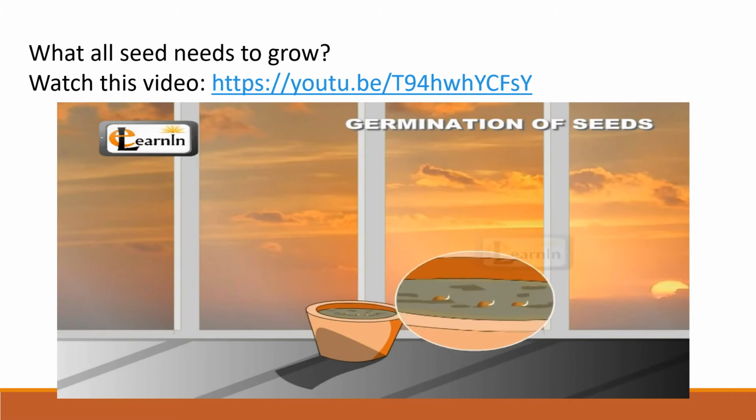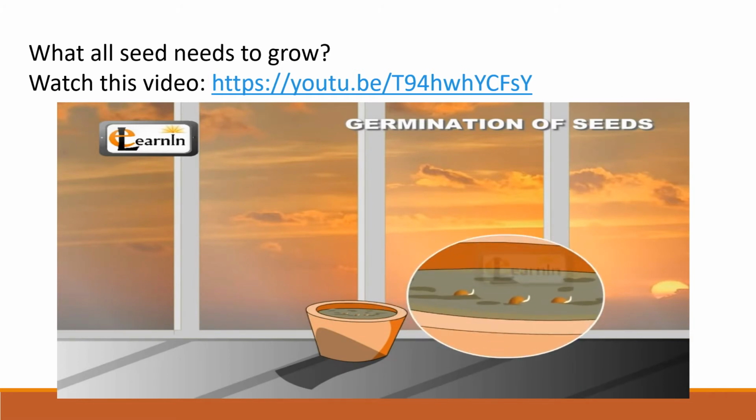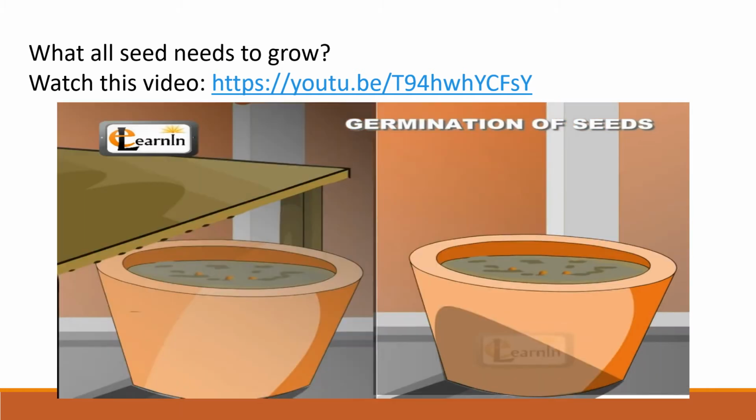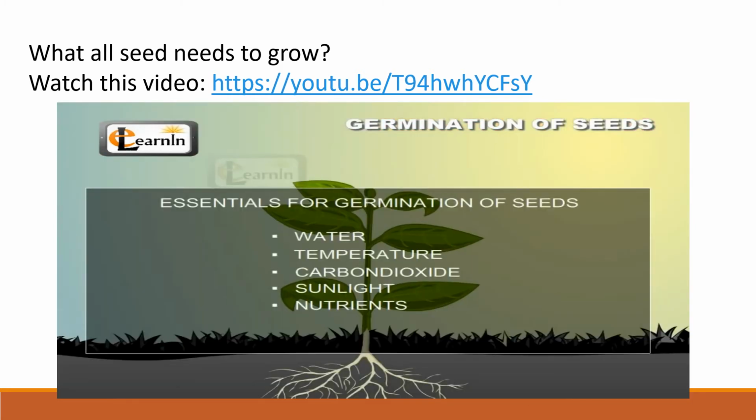After a week, you will notice a tiny plant sprouting out of the seed. We provided all the conditions like water, temperature, and carbon dioxide for the seeds to germinate. Had we not watered the pot, it would have never germinated. Or if we had kept it under the table, it would not have germinated due to the lack of sunlight. Hence, all these are the ideal conditions which are important for the germination of seeds.